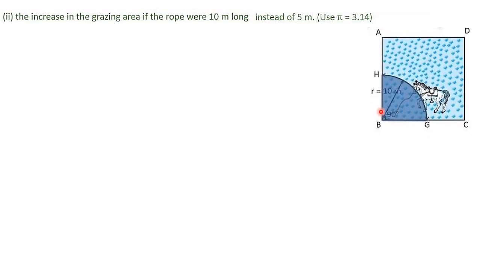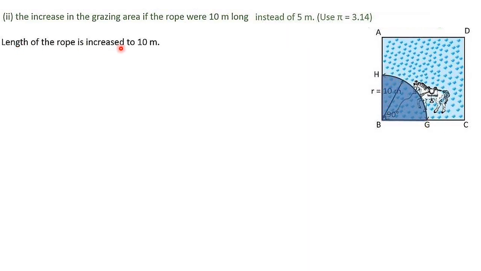Then the second part of the question: the increase in the grazing area if the rope were 10 meter long instead of 5 meter long. Previously the length of the rope was given to us as 5 meter. Now it is increased, the length of the rope is 10 meter. How much will the grazing area increase? That is what the question asks. It is the same thing, only that instead of 5 meter radius we have to consider 10 meter radius. That area we have to find out first.